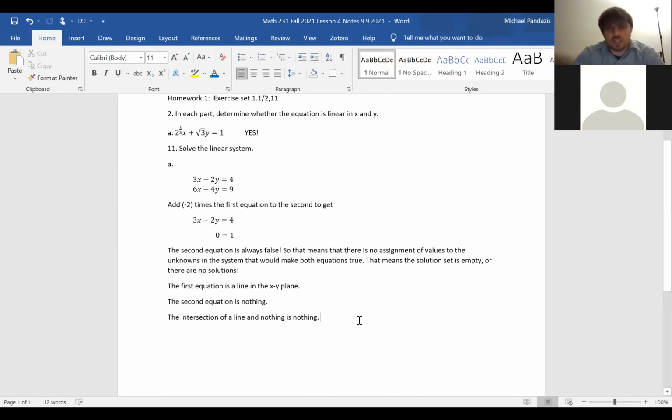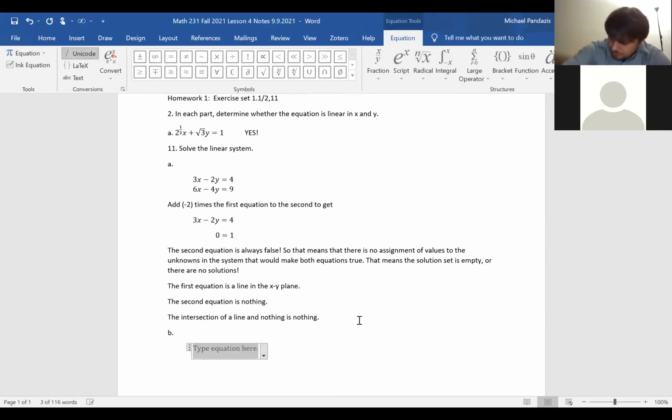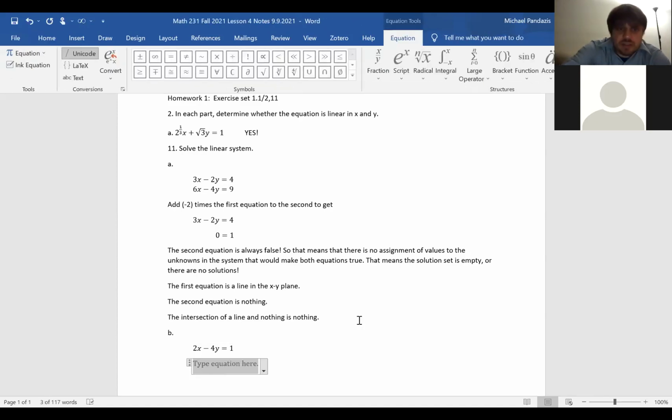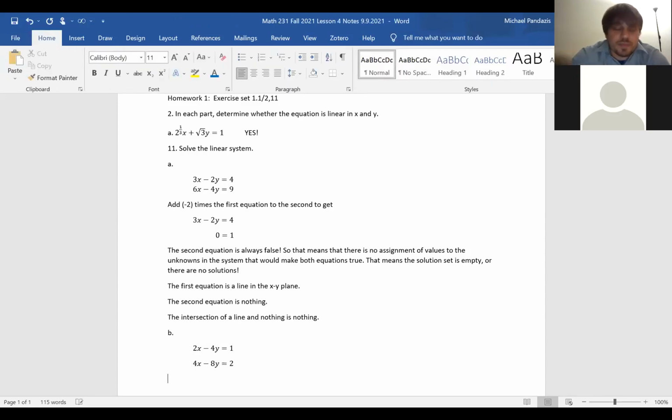Maybe just to do one more, let's do B. For B, you have 2x minus 4y is equal to 1, and you have 4x minus 8y is equal to 2.